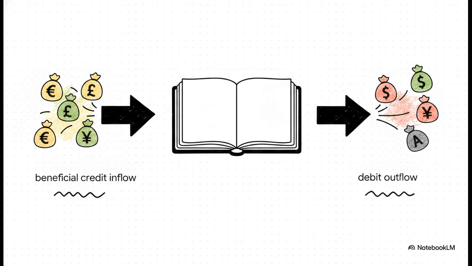Whenever money flows into the country, allowing us to acquire foreign currency, that is recorded as a beneficial credit. Conversely, whenever money flows out, meaning we're spending or exporting capital, it's marked as a debit. Inflow is a credit, outflow is a debit. Keep that rule front and center as we go through this.